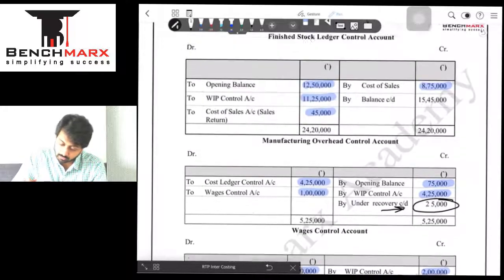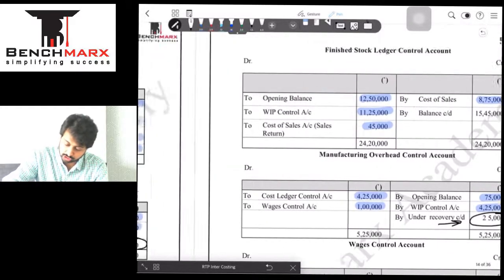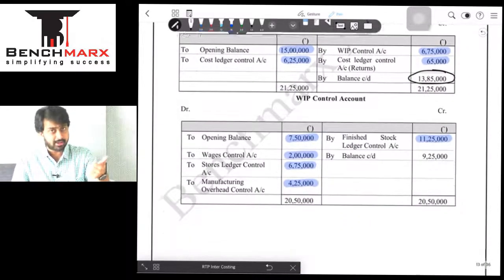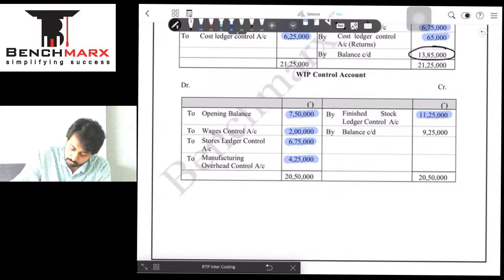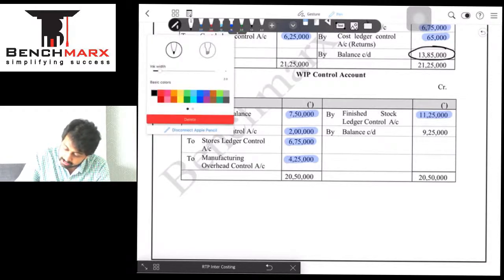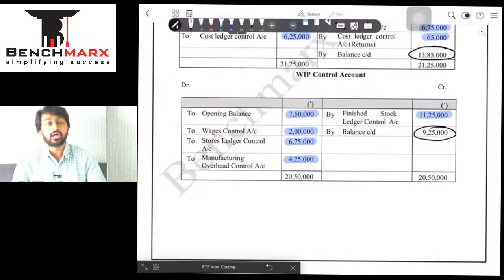ठीक है, then what we can do is we can then close the WIP account. I have the opening balance, yes. I've got the expenses, yes. I've got the wages, yes. I've got the goods transferred, yes. Balancing figure obviously has to be the closing balance and this will be transferred to my TB because this is an asset, so it's balance carried down.